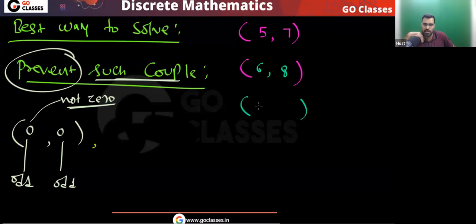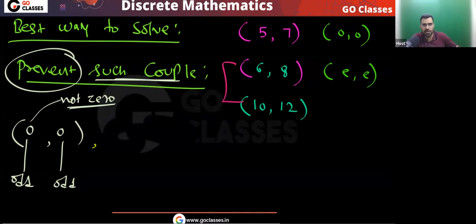What can I give you next? For example, I can give you 10, 12. If I give you 10, 12, what will happen? See, here you have odd, odd. Here you have even, even. If I give you this type of ordered pair, then you got a couple. So I cannot give you even, even. I cannot give you odd, odd.